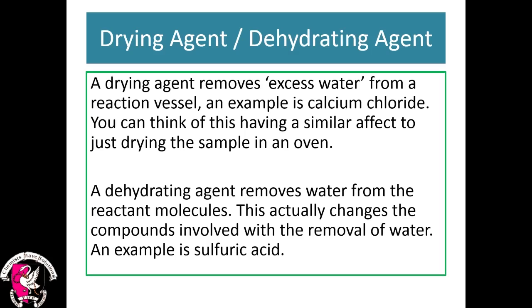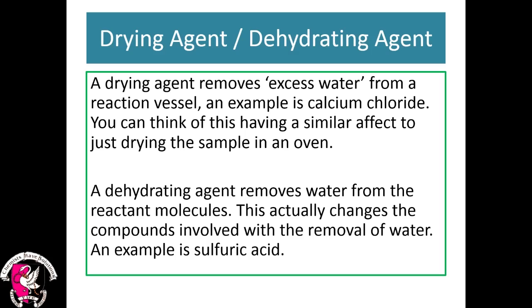So you can add a desiccant or a drying agent to a liquid product, or a solution, and you can remove any water in there. You obviously couldn't really do that with an oven because it would evaporate your product. So a drying agent will just remove excess water from your sample.